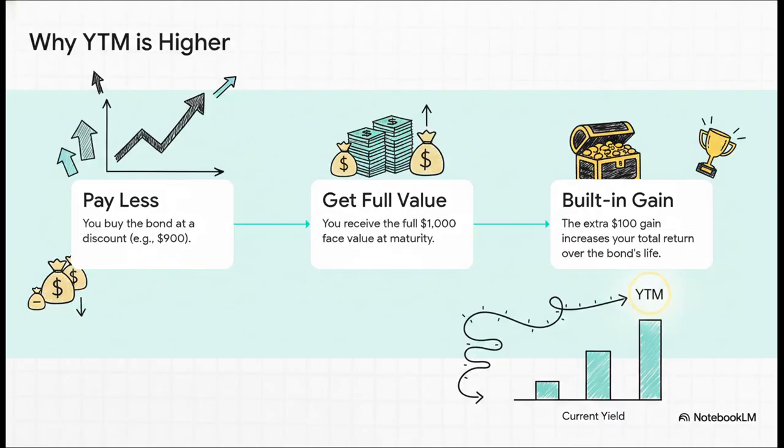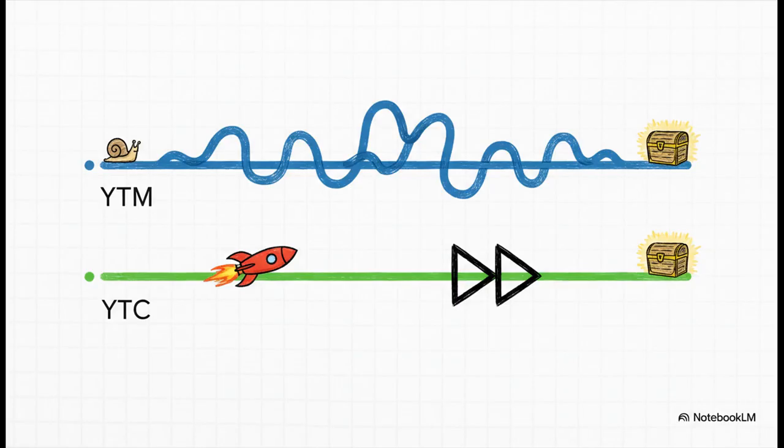Okay, but why is the yield to maturity higher? This is the aha moment. Let's say you buy this bond for $900. You're still getting your annual interest payments, but you also have a built-in $100 gain just waiting for you at maturity when you get the full $1,000 back. Yield to maturity accounts for that extra cash, spreading it out over the life of the bond. That little bonus bumps your total return up past the simple current yield. So, if YTM is great, why is yield to call the king of the hill here?